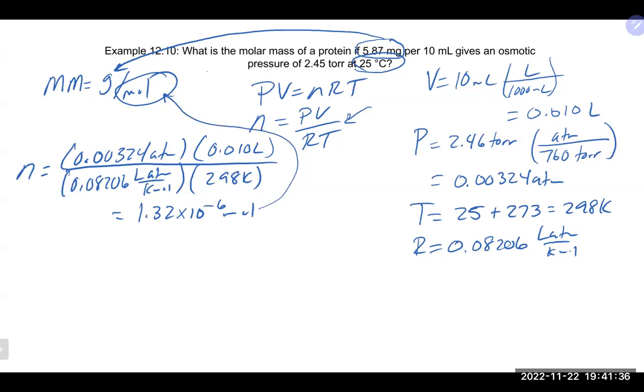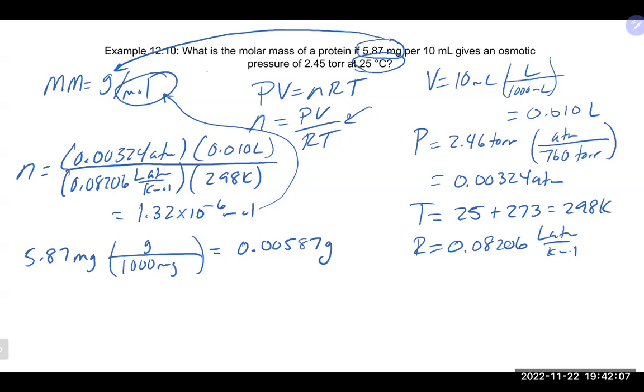So we still need to convert our milligrams into grams. That was 5.87 milligrams, and there are 1,000 milligrams in a gram. So we'll take 5.87 divided by 1,000, which gets us 0.00587 grams here. Any questions on where any of those numbers came from?